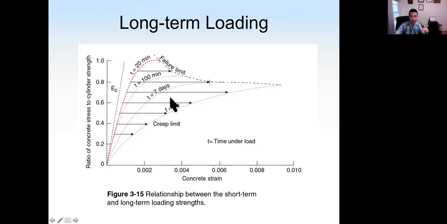What we can see is, the shorter we apply the load, the higher the ratio of the concrete stress to the cylinder stress. The longer we apply the load, the concrete stress level will be lower. That means if the concrete will experience longer time of loading, we should reduce the level of loading. And also the concrete strain will increase over time.